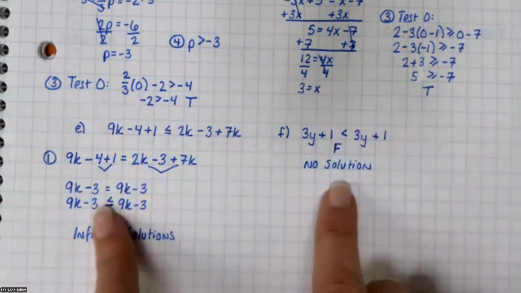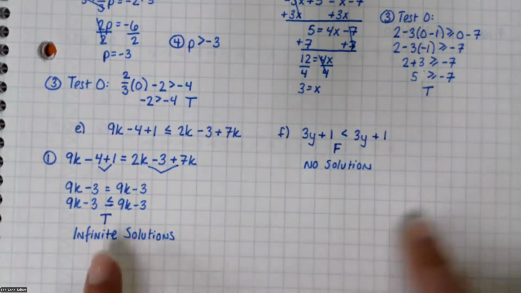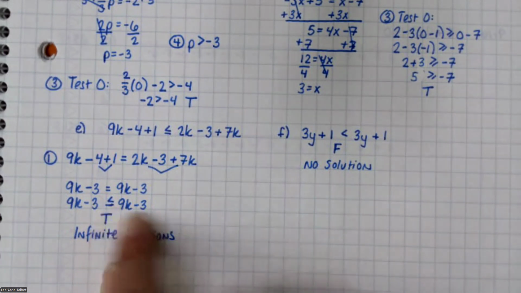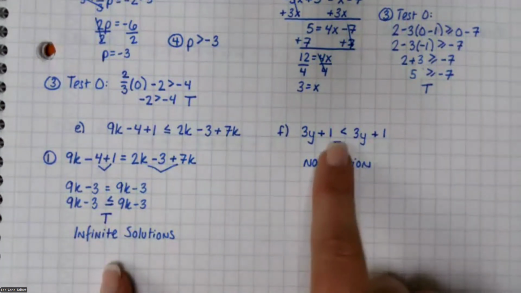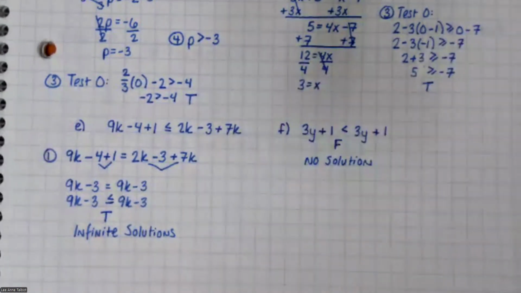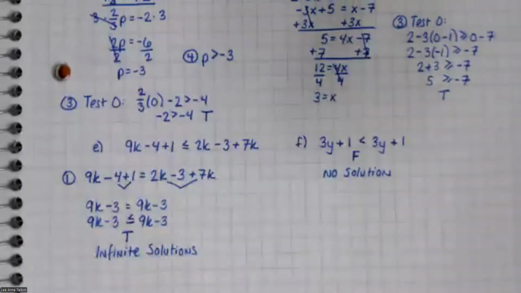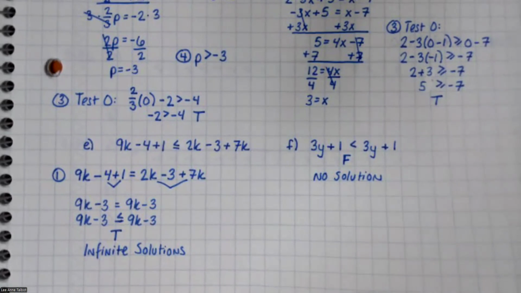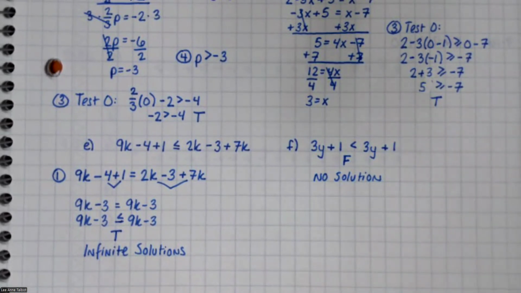Okay, so be on the lookout for weird stuff. Sometimes it's infinite. That's when you have the or equal to. Sometimes it's no solution. That's when you don't have the or equal to. Does anybody need more time with the screen? Anyone need more time with the screen?